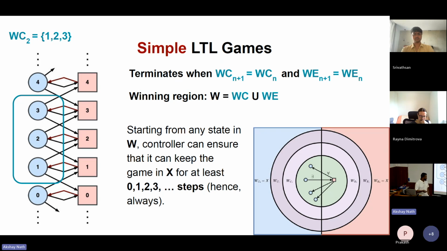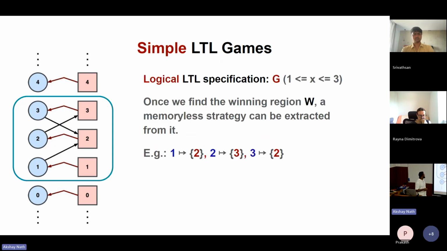Then this computation may not always terminate. And from this winning region, you can extract the strategy, a memoryless strategy, quite easily, right? So you have the winning region here. From here, you just cut off states that are going out of this. From 3, I will not play 4 because it's unsafe. Just stay within this region. So from 3, you're allowed to play 3 or 2.